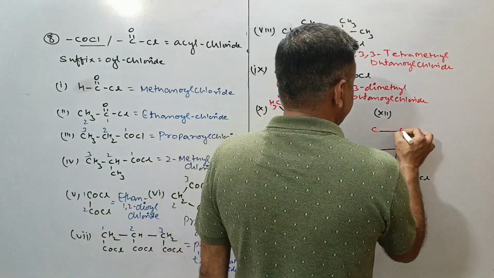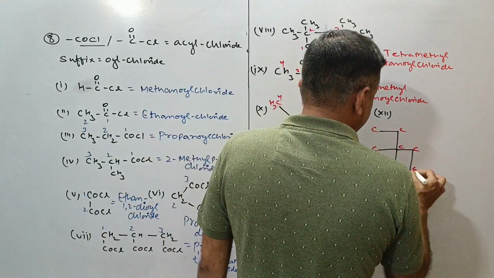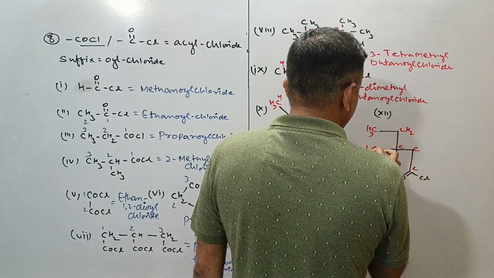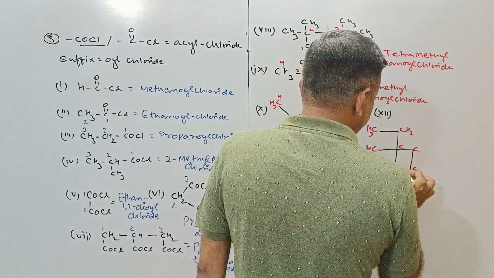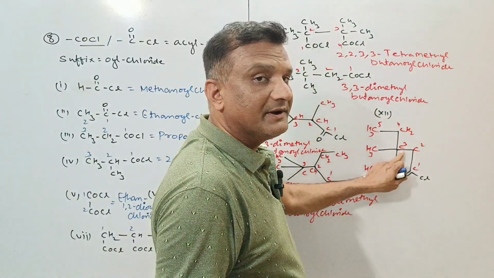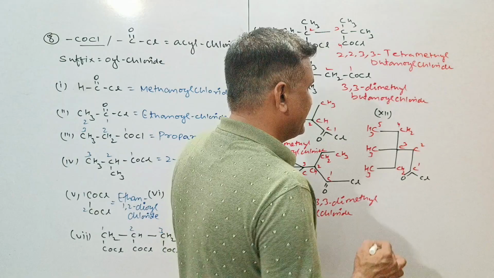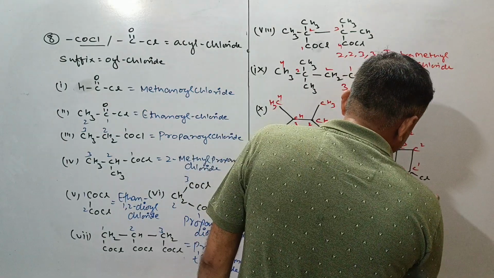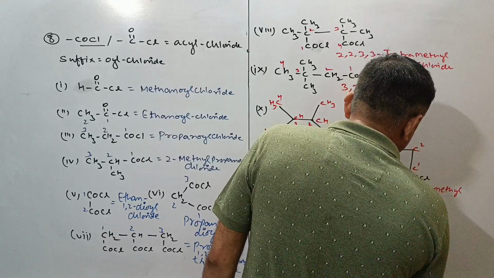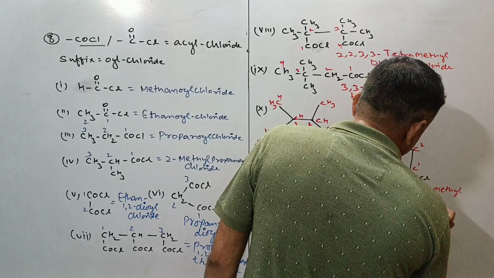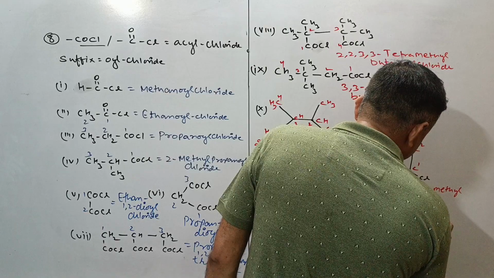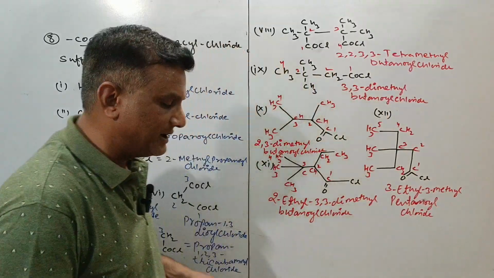For this it will be CC. This is the C. Here is the CH3. All are balanced. Counting 1, 2, 3, 4 and 5. On the 3 carbon, here is the methyl and here is the ethyl. So ethyl has more priority, so this will be 3-ethyl, 3-methyl, and 5 carbons in the chain. So it will be pentanoyl chloride. This was about the second function group, oyl chloride.